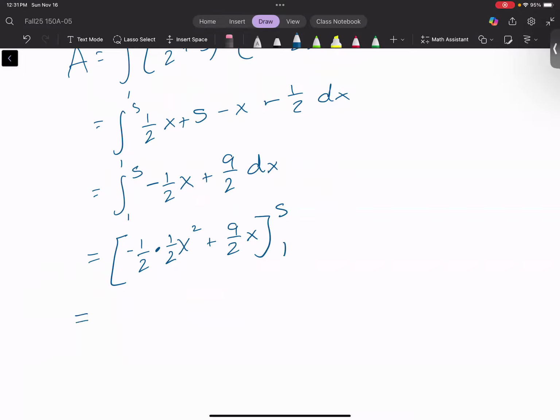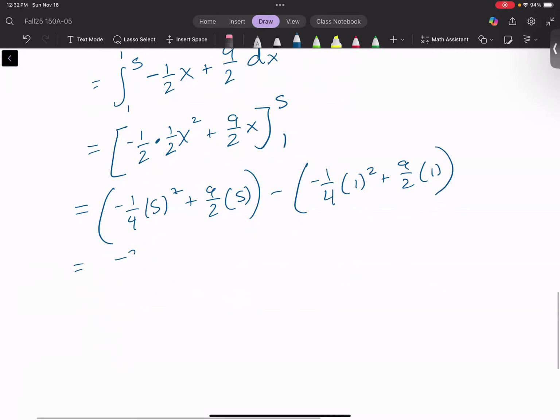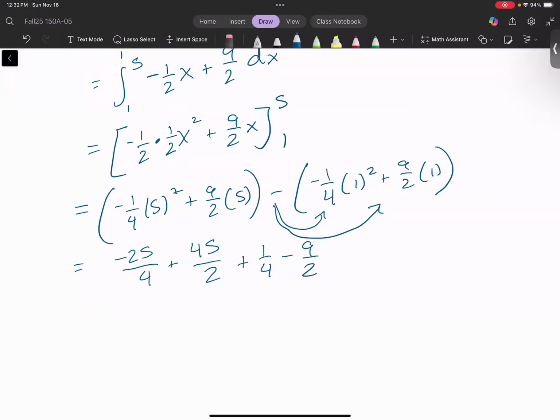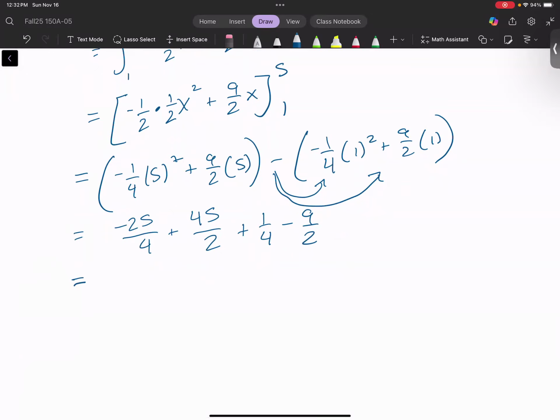Okay, bounds. So I have negative a quarter times 5 squared, plus 9 over 2 times 5, minus negative a quarter times 1 squared plus 9 over 2 times 1. Okay, so this is negative 25 over 4 plus 45 over 2. Distribute the minus here. So that's plus a quarter minus 9 halves. Okay. And then once you add all this stuff together, you should get 12. Alrighty, let's keep going here.